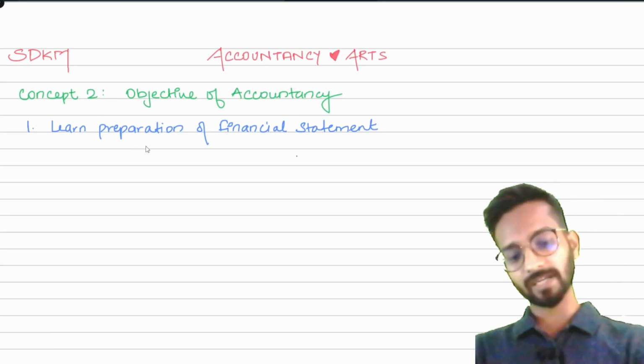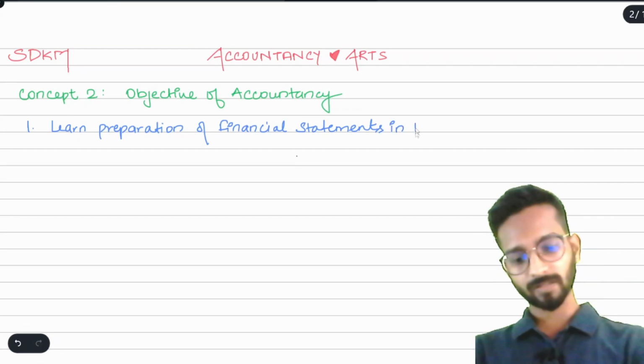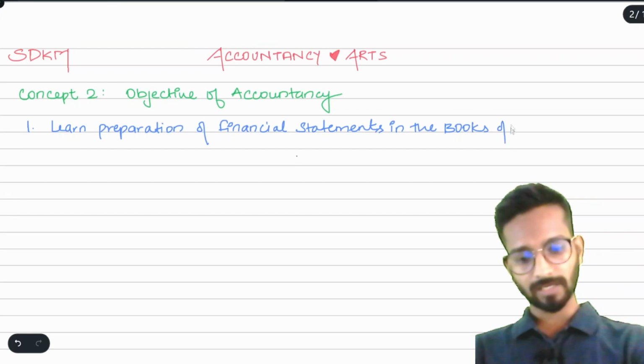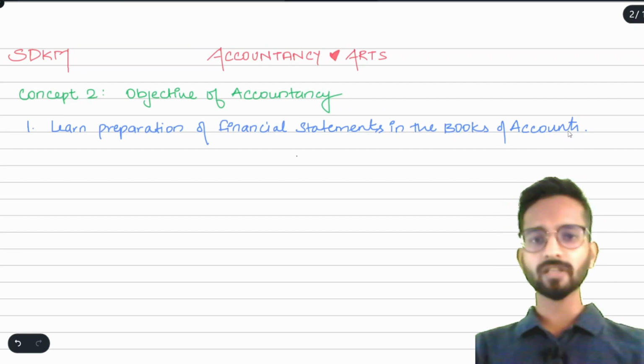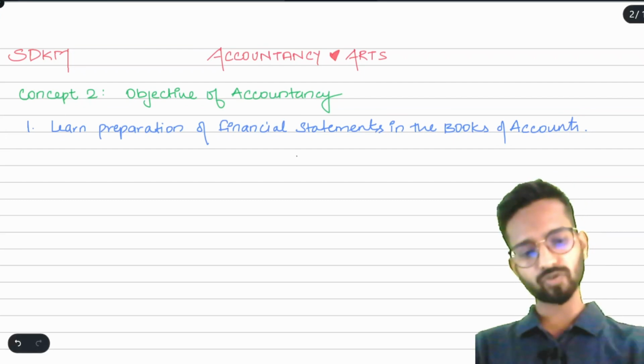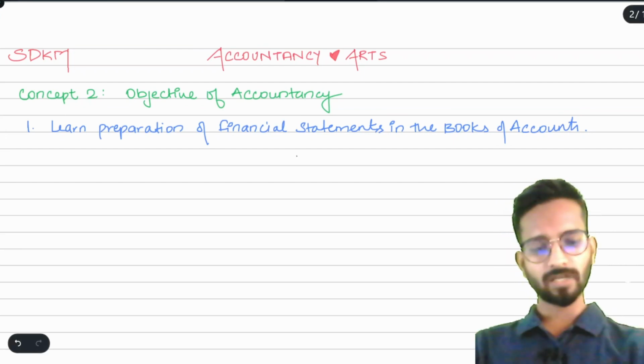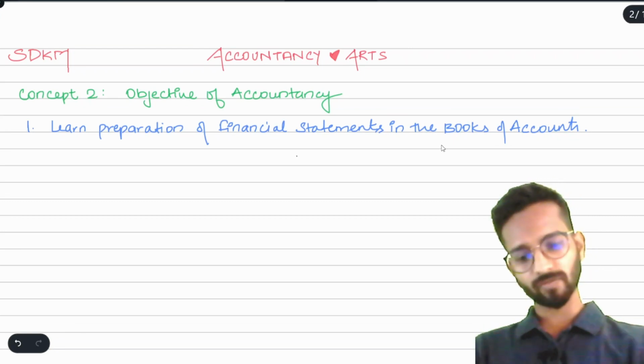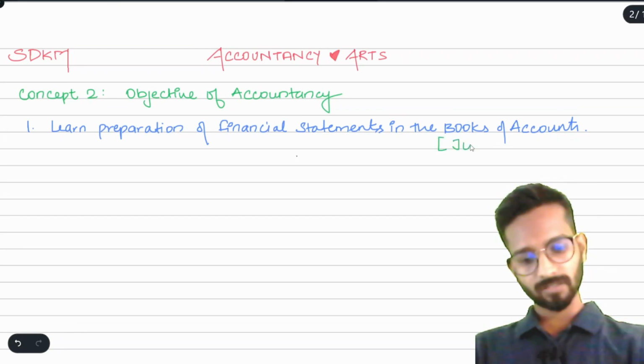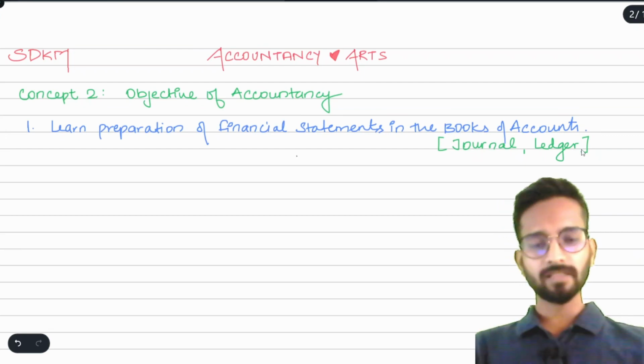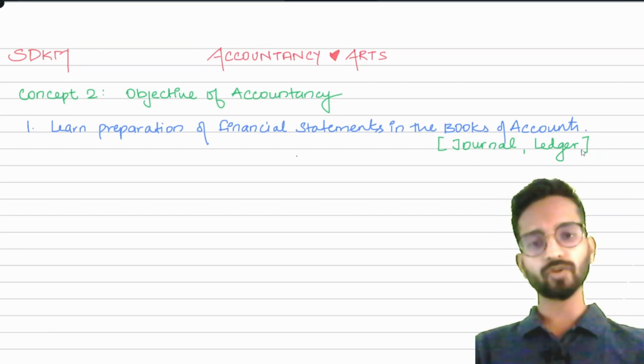where will we prepare the financial statements? In the books of accounts. As soon as I write this, no student asks me, sir, what is books of accounts? We have discussed books of accounts in our series 2. I am just telling you here what the books of accounts are. The books of accounts are journal, ledger. There we record the details, or you can say there we record the financial transactions.